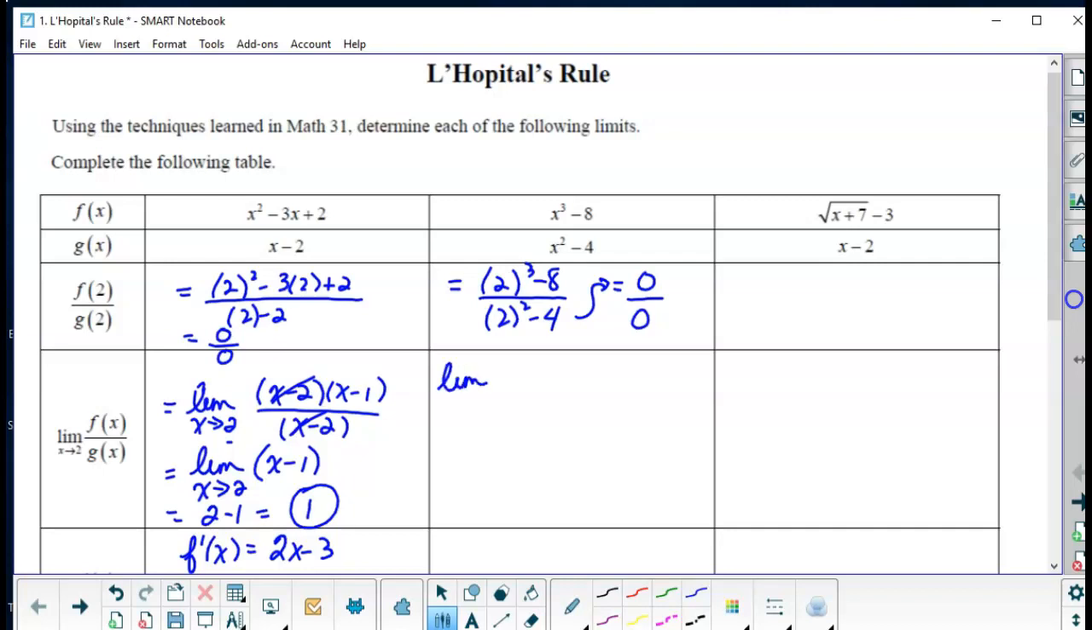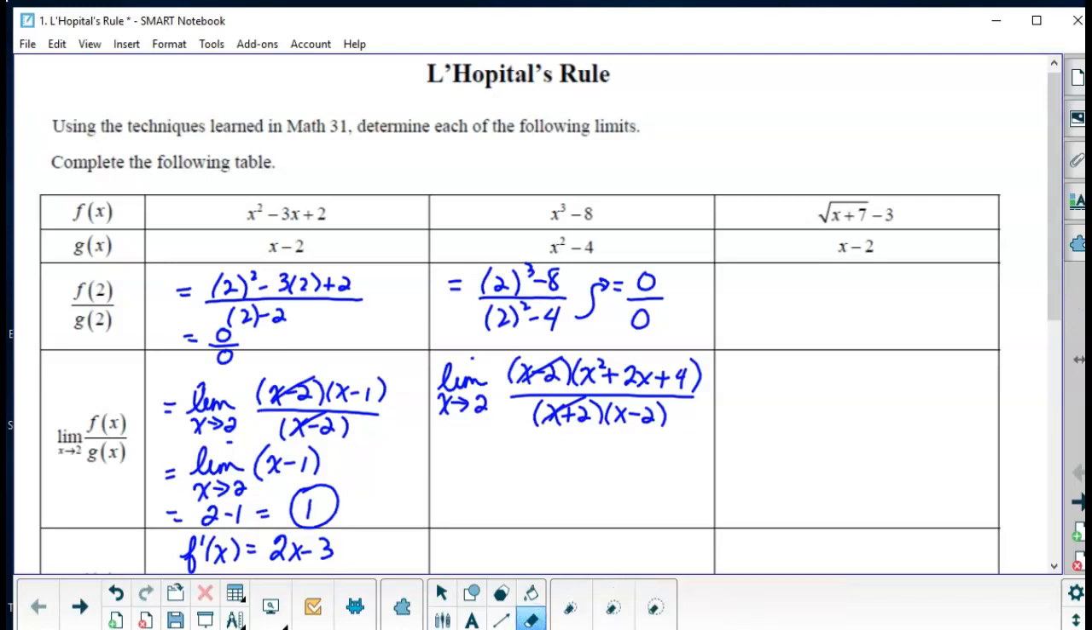So then we use our methods from calc last year. We want to factor x cubed minus 8. So that's x minus 2 times x squared plus 2x plus 4, over x plus 2 times x minus 2. Oops, I divided out the wrong thing there. Just a sec. What do I want to do?